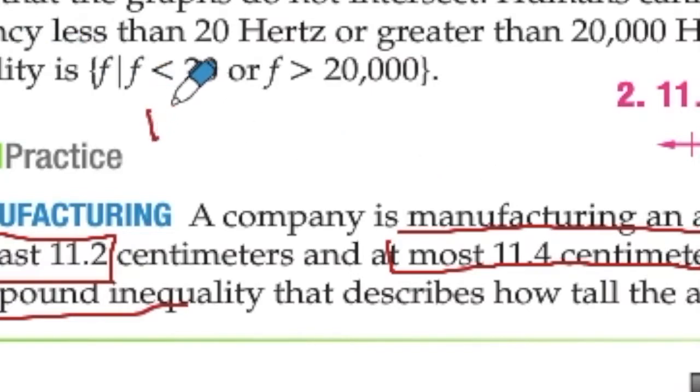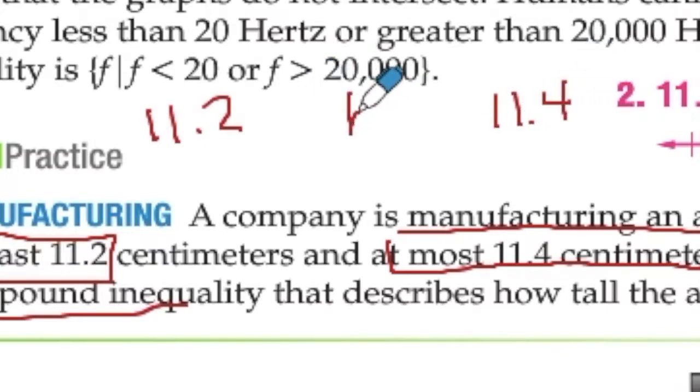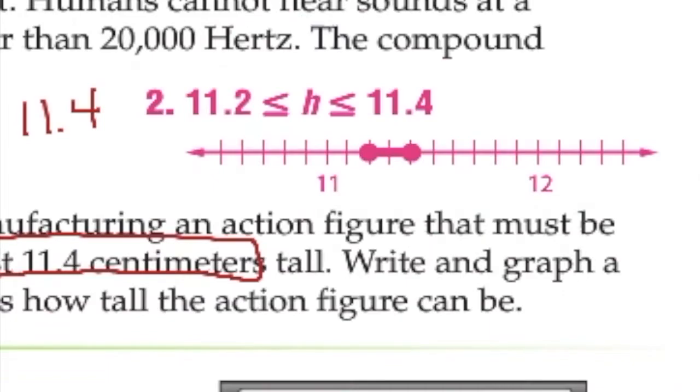Well, it must be at least 11.2 and at most 11.4. And so what we have is the height in the middle, and it has to be between those two numbers. So I'm going to fill that in with less than or equal to, and then on a graph, of course, that would be 2 filled in circles at each point, and then joining them together for the intersection.